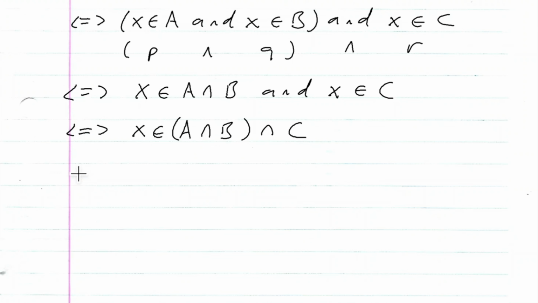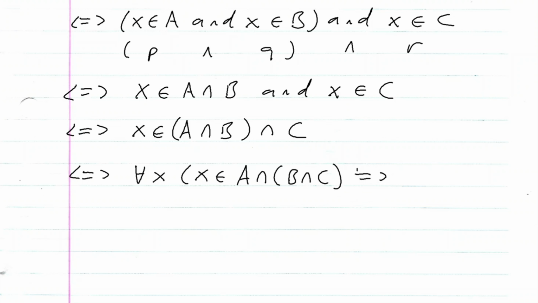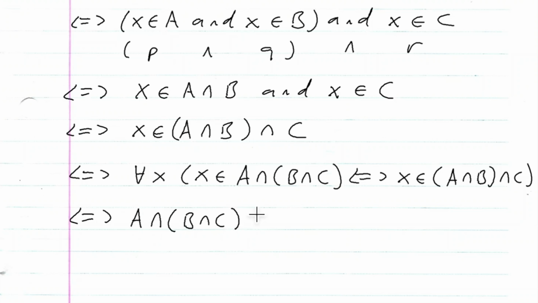So we have that for every X, X is an element of A intersection B intersection C if and only if X is an element of A intersection B intersection C. So what this tells us is that these two sets are in fact equal to each other. So this means that A intersection B intersection C is equal to A intersection B intersection C.